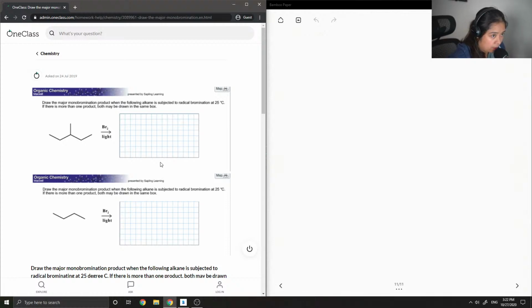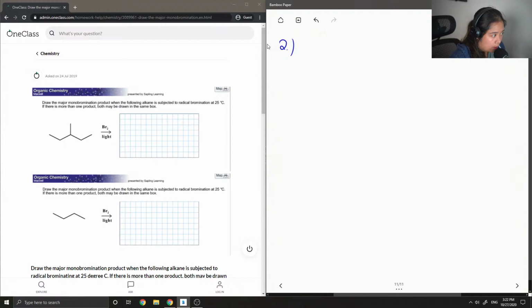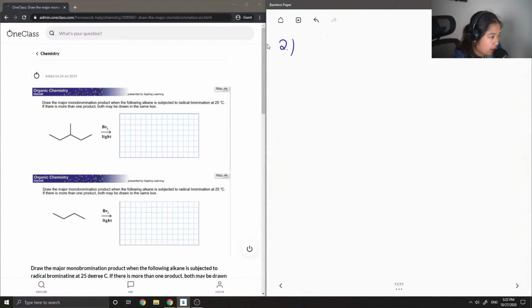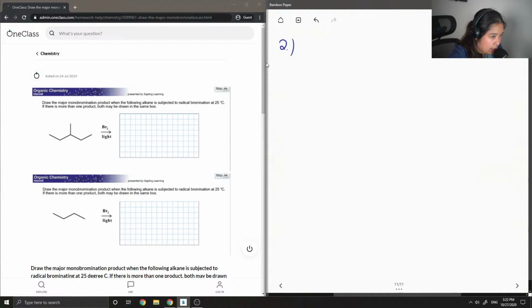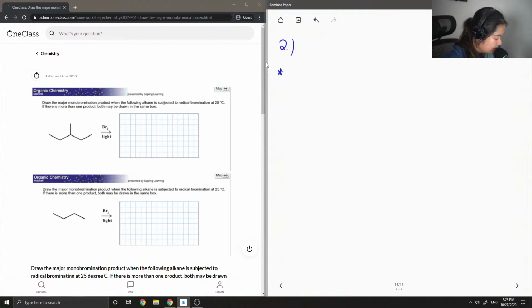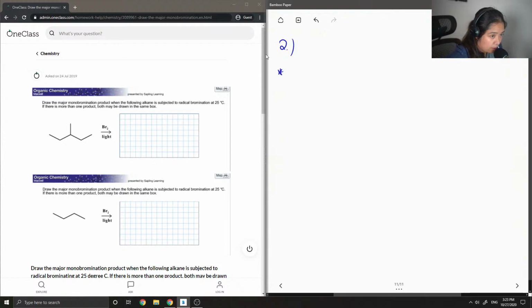Okay, so question number 2. Draw the major monobromination product when the following alkane is subjected to radical bromination at 25 degrees Celsius. If there is more than one product, both may be drawn in the same box. Before I answer, I'm going to write what the stability of the alkyl free radicals are, because that will help us answer our question.